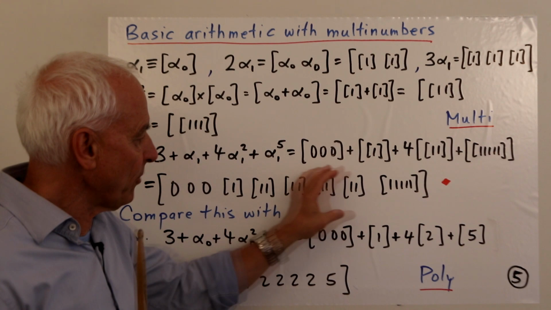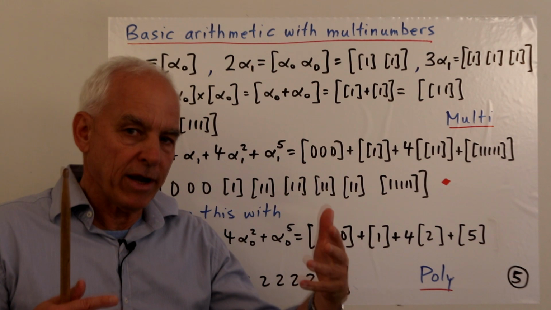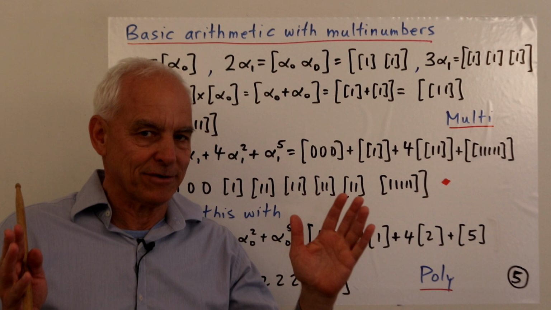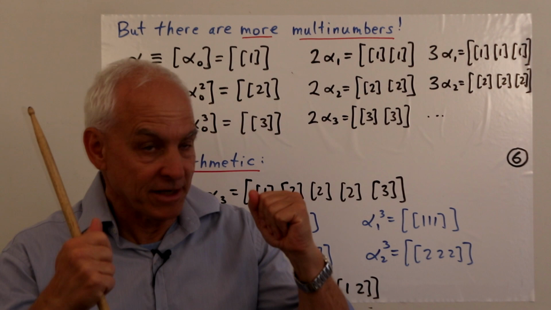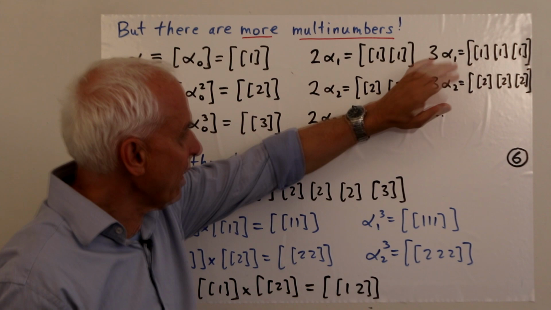So that's telling us that there's some more here that we need to actually include. We have not got all of multi yet. Okay, this is just sort of the first step of multi. So let's get at these further multi-numbers. So we already have alpha 1. Okay, there's alpha 1, 2 alpha 1, we know 3 alpha 1.